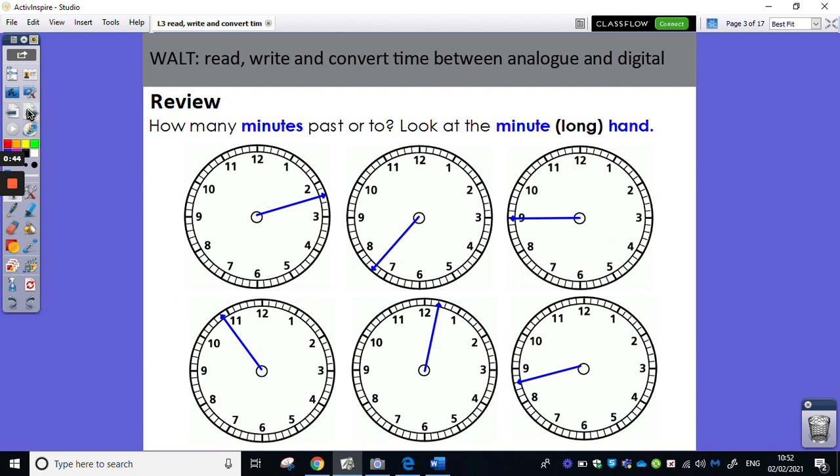So we're just going to do a quick review of what we were learning yesterday about minutes past and to. So you can see some clocks on your screen. Now it's only got the minute hand on, which remember is the long hand. So I want you to think really carefully if it's past or to, and then you're going to write down what time it is just in minutes. So for example, the first one, it's on this side of the clock, so I know it's past. So I can just count how many minutes, and I know it's that many minutes past. We don't know the hour, so you're just writing the minutes. Okay, off you go.